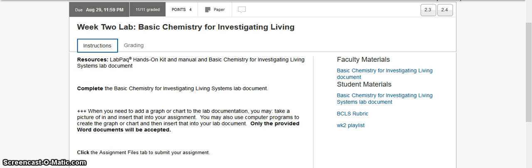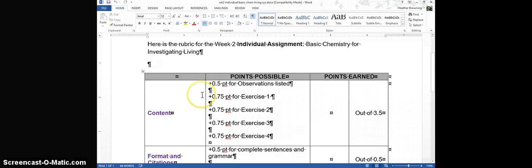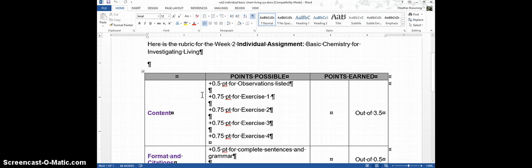Okay, let me pause it and then open up. Let's do the rubric first because it's fast, and then we'll go through the long lab doc. Alright, so the rubric is going to be half a point for observations. Each exercise is a quarter point. This time there's 4.